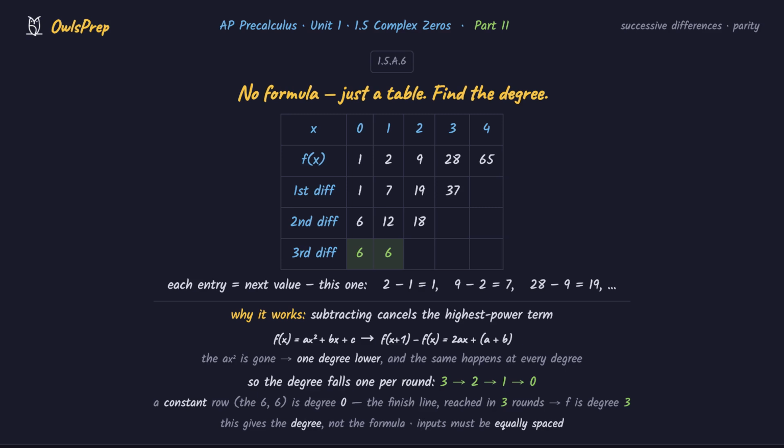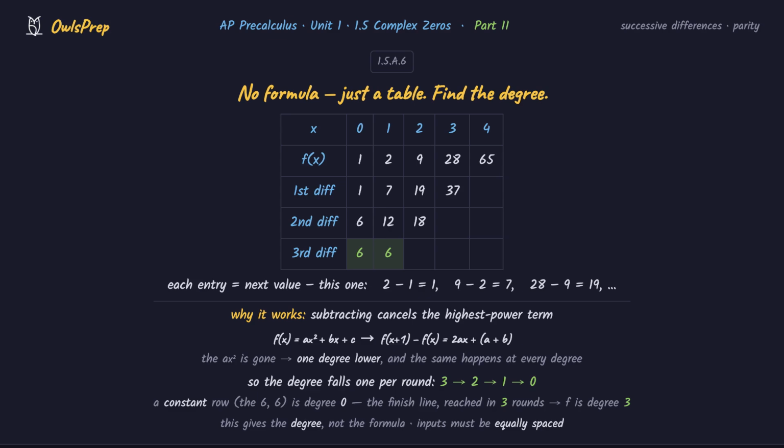The highest power always cancels like that, at every degree, which is why one round of subtracting drops the degree by exactly 1. You already met the first two cases in topic 1.3 without calling them differences. A linear function had a constant rate of change, and a quadratic's rates formed a linear pattern.